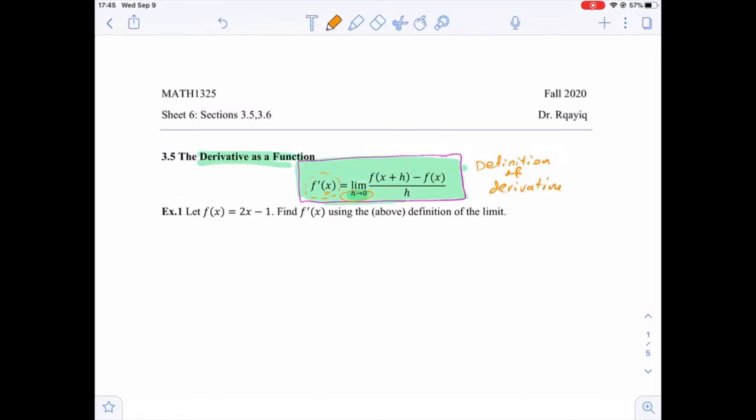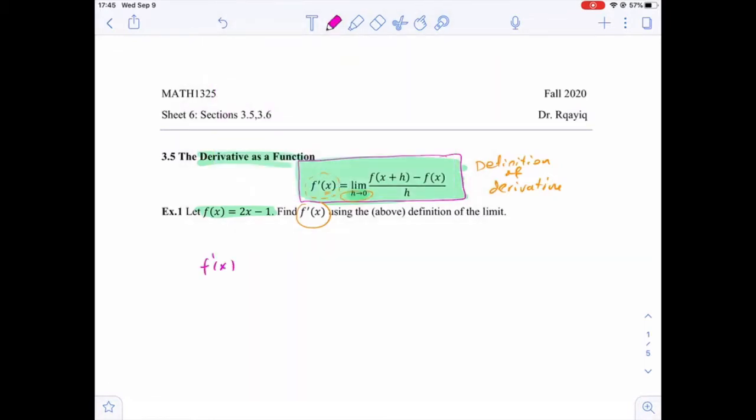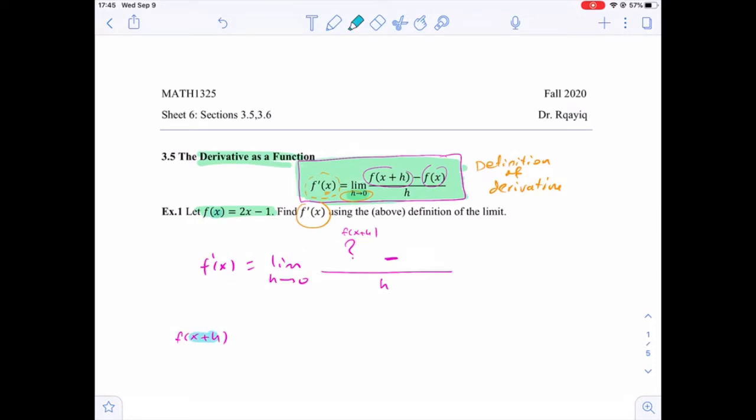So we want to use this definition of the derivative to find the derivative of the function f of x equals 2x minus 1. So we want to find f prime of x using the above definition. We have f prime of x equals the limit of f of x plus h minus f of x, and then divide by h, as h goes to 0. So what should I write here? This is f of x plus h. F of x plus h means that we need to plug x plus h into the function f.